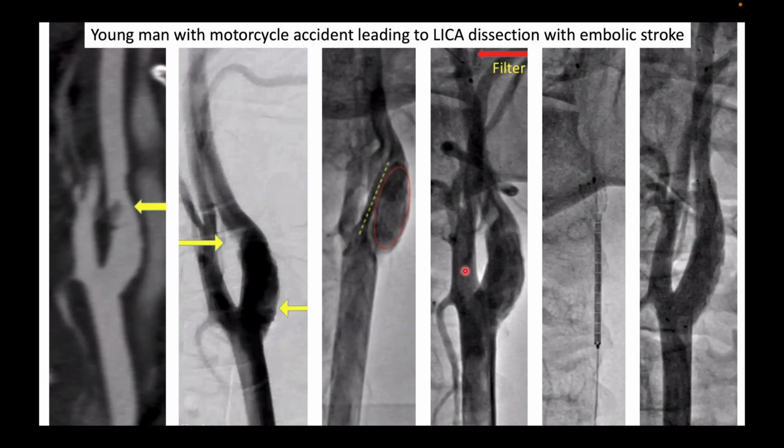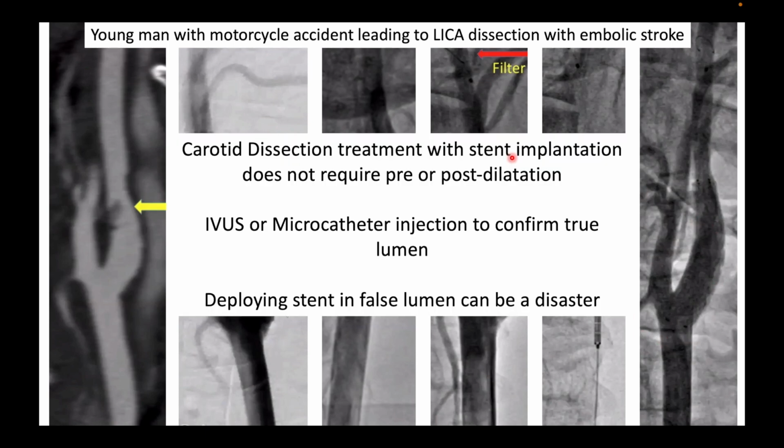So you need to be careful while wiring this, and then you have to make sure that once you wire it, go up with a microcatheter, take a distal tip injection to make sure that you are in the true lumen. Only if you are in the true lumen, then bring in the bigger hardware. So you put in a distal filter here, and then the stent is deployed. And what you don't need to do in these patients is to predilate or postdilate, because there is no atherosclerotic stenosis here. The stent will expand on its own.